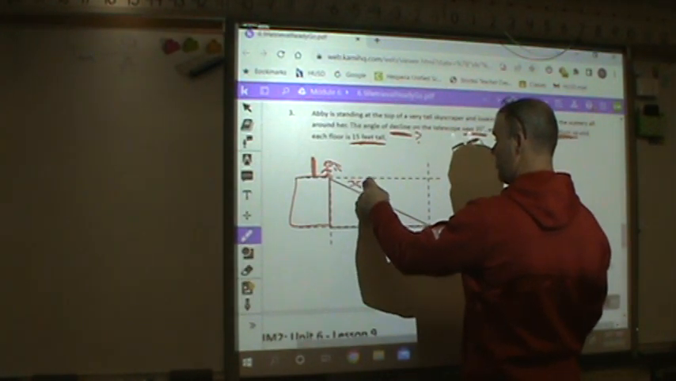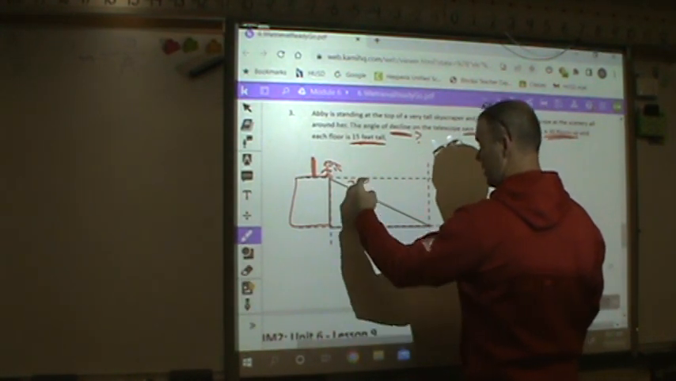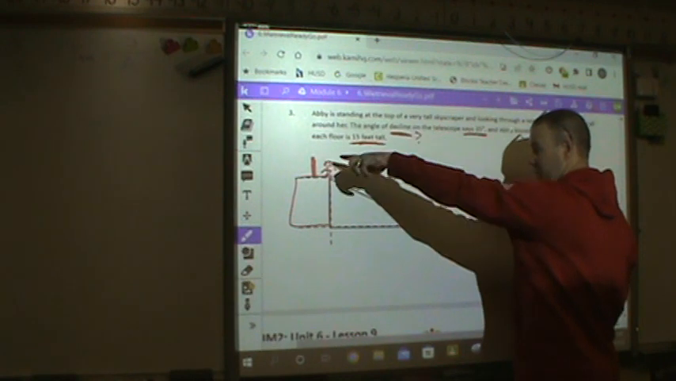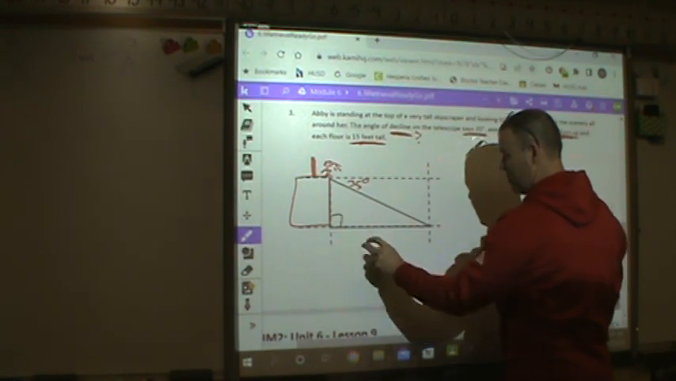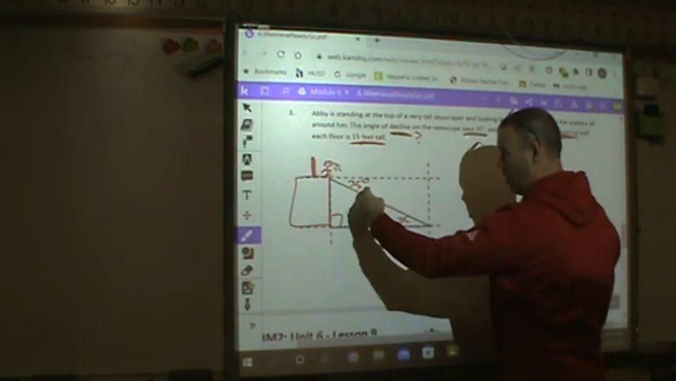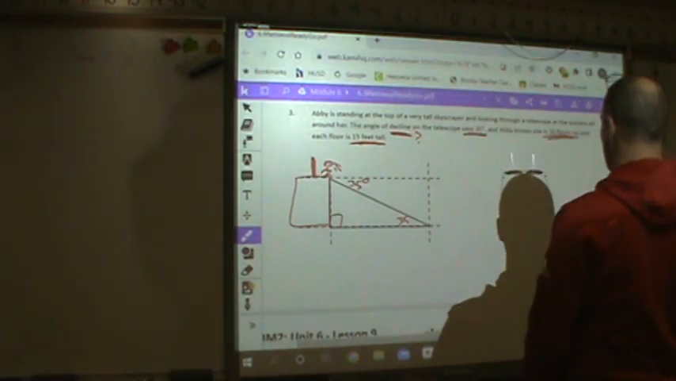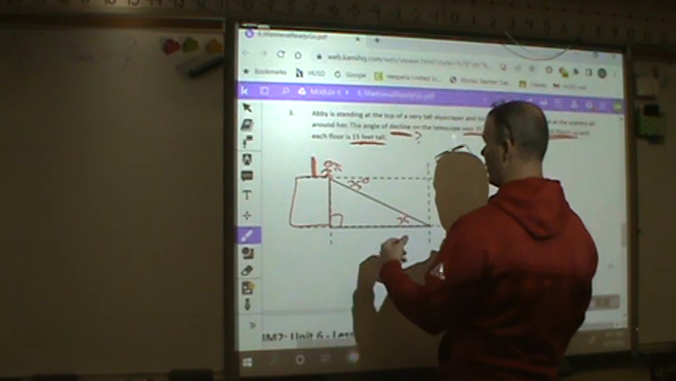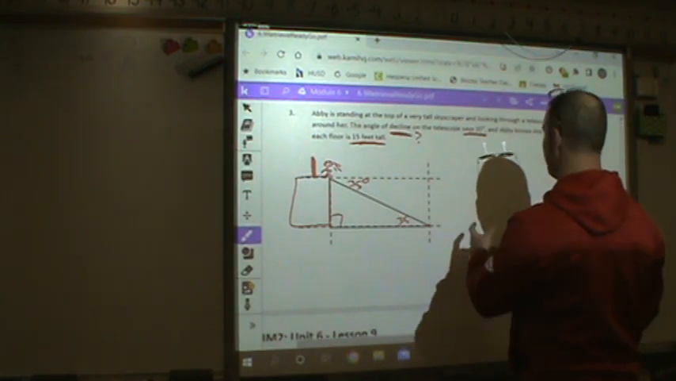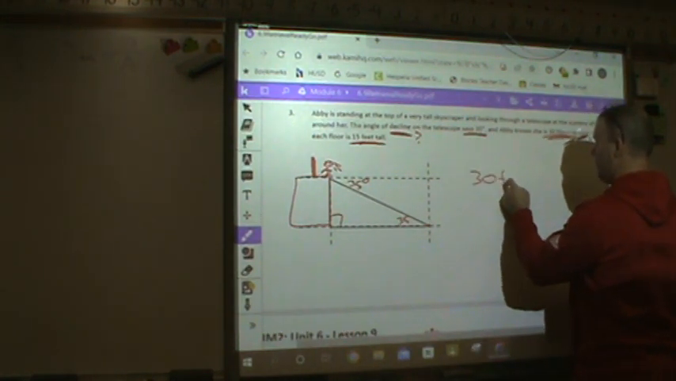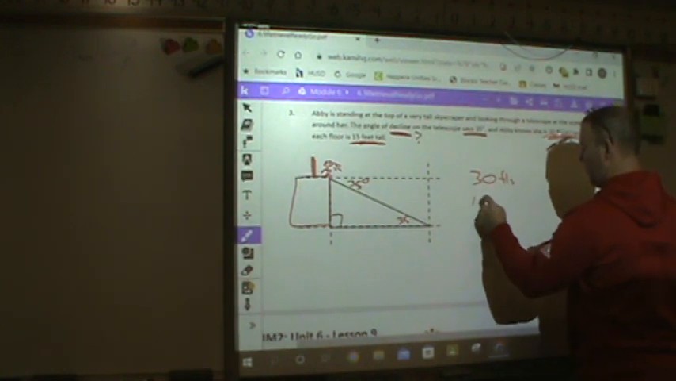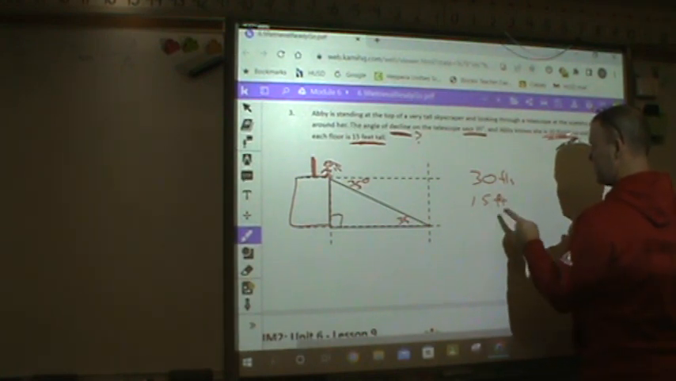So here's my 35 degree angle. If that angle is 35 degrees, do we know one of the angles inside the triangle? Yes, it's this one over here, alternate interior angles. Again, that helps us. And she knows she's 30 floors up. Now some people are going to go, well, 30 floors and 15 feet, what does that mean?